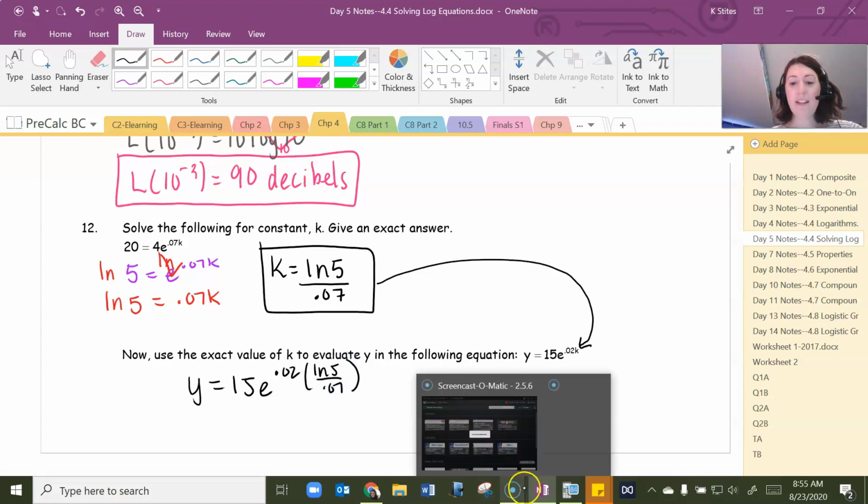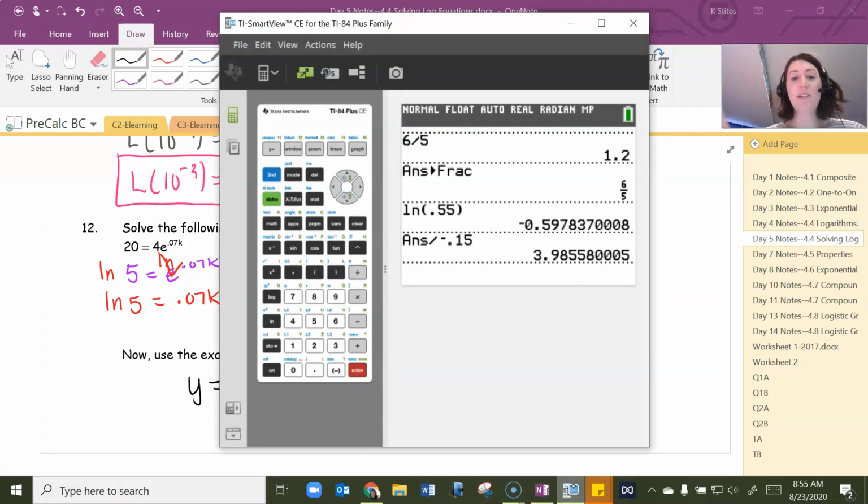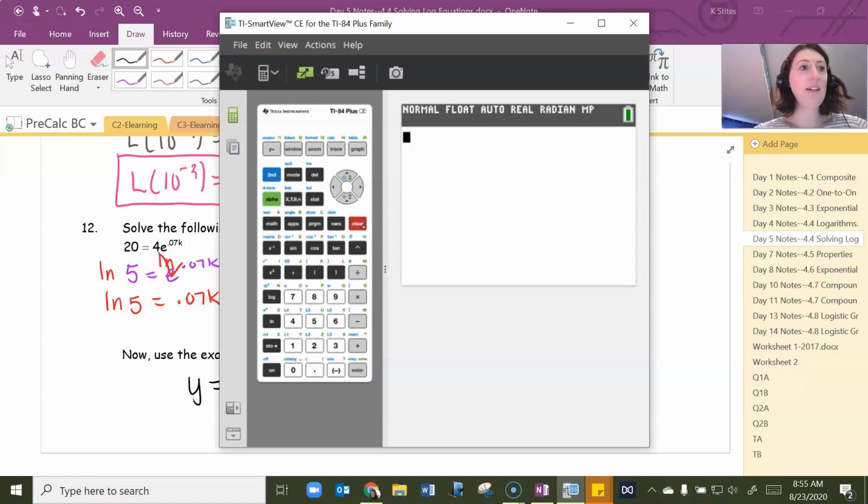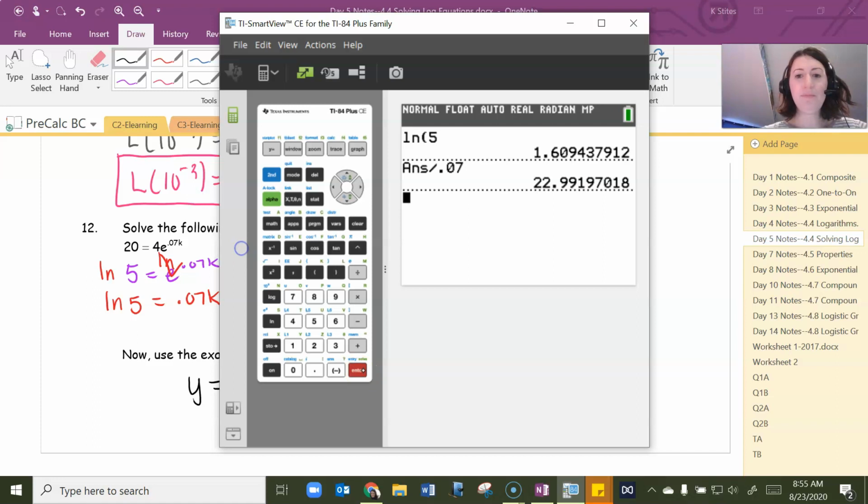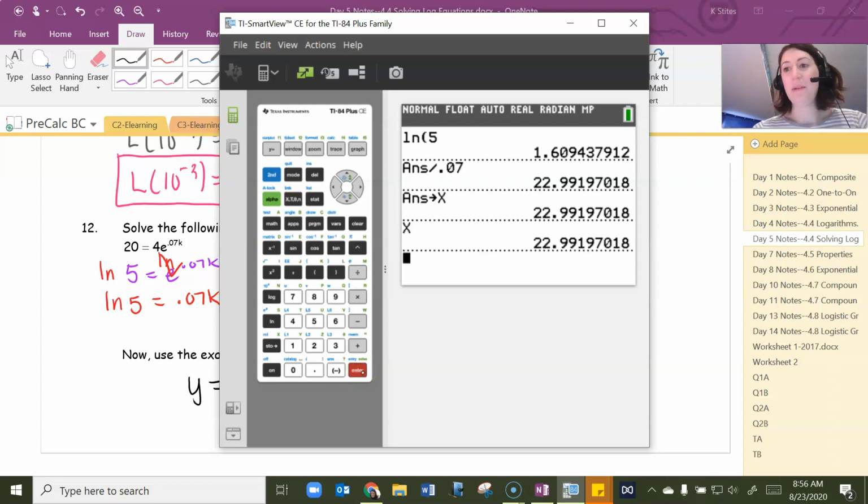So one thing that I like to do with these types of problems is I like to store the k value in my calculator. So the way I'll do that is first I'll just type it in. Natural log of 5 divided by 0.07. So this is my k value. So now I'm going to press the store button right down here, and I'm just going to store this as, I don't know, whatever I want. I'm usually going to use x. So now what that does is every time I press x, I get my k value.